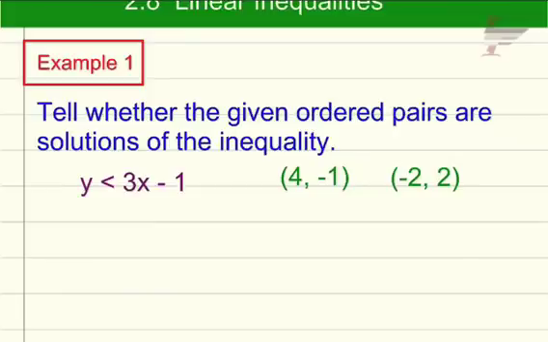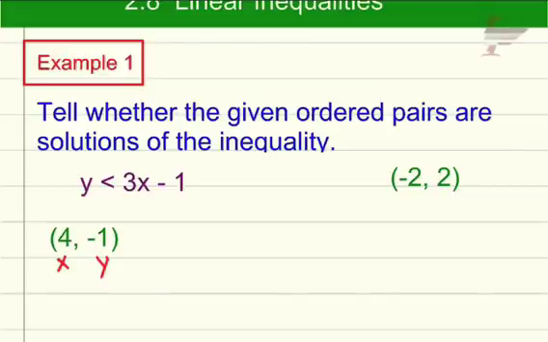So all that we have to do, we have y is less than 3x minus 1, and we're going to look at just one ordered pair at a time. So first I'm going to look at the ordered pair (4, -1), and we have an x value and a y value. So we're just going to plug in the x and the y into our inequality to see if we have a true statement in the end.